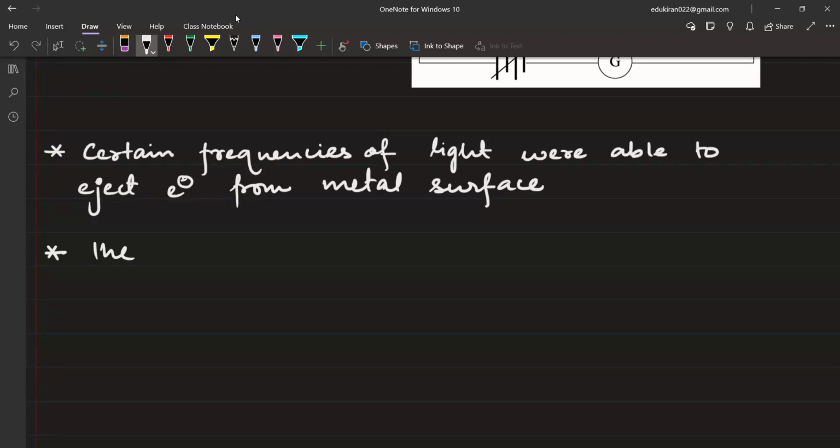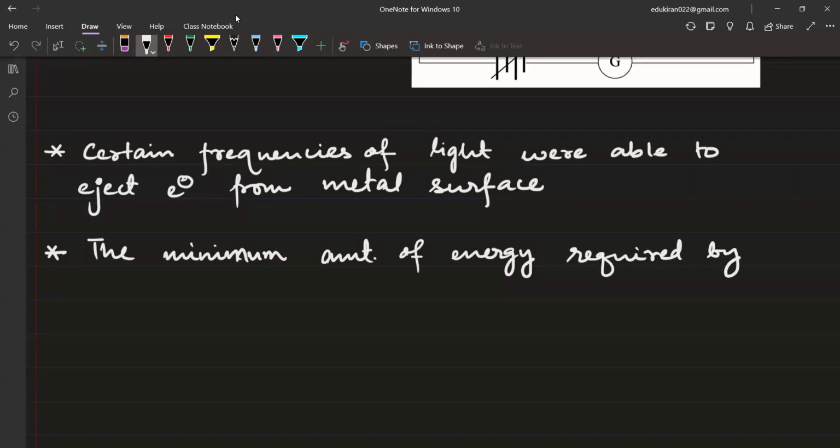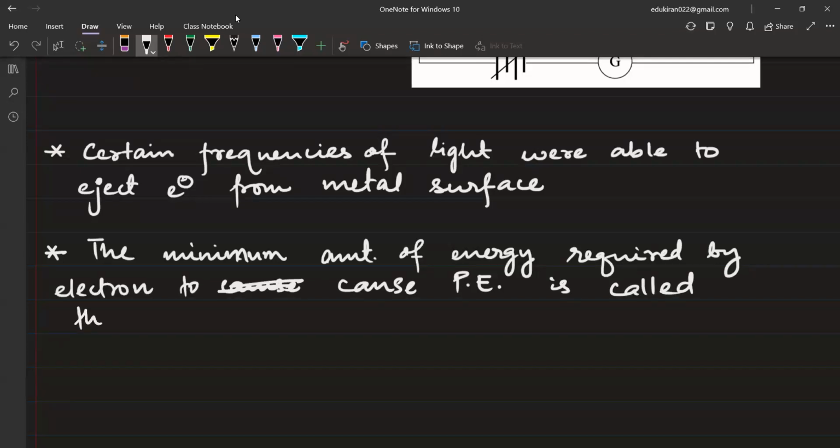Please write: the minimum amount of energy required by electron to cause photoelectric effect is called threshold energy or work function.